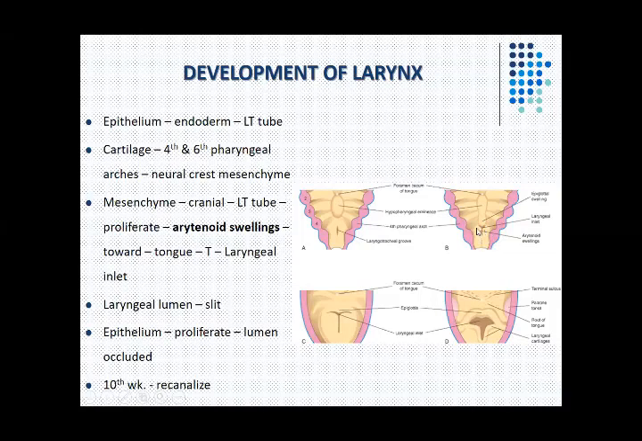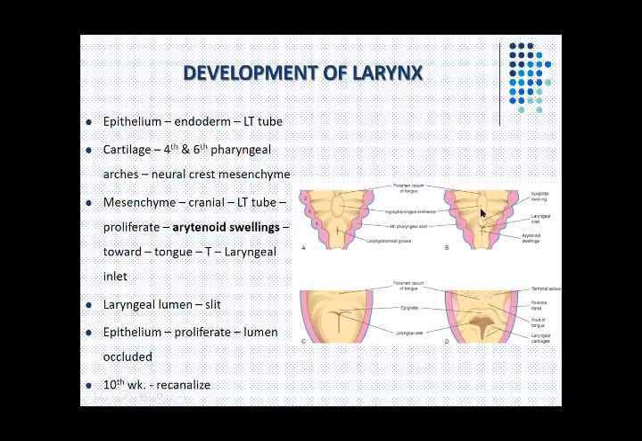So ये जो cranial end of the laryngotracheal tube है, इसका cranial end पे ये जो mesenchyme है, this begins to proliferate. When it proliferates, so it grows towards the growing tongue. अब ये जो hypobranchial eminence है ना, इसका upper part will develop into the tongue.